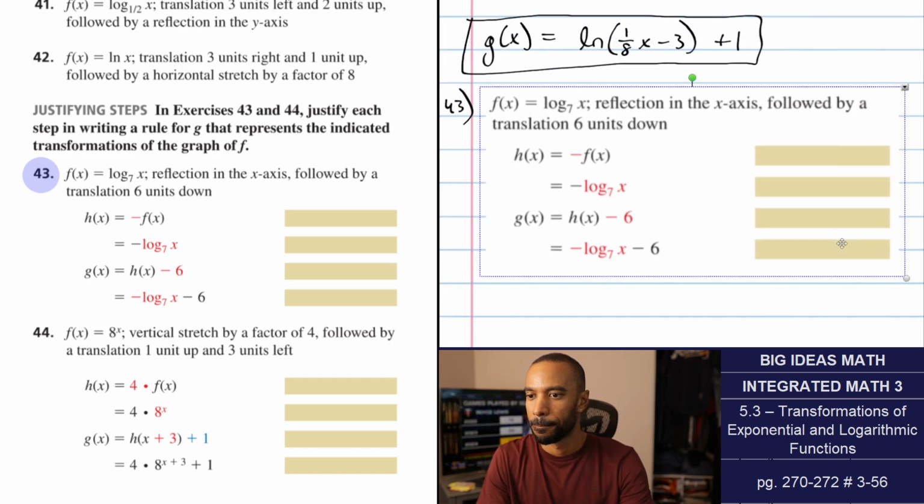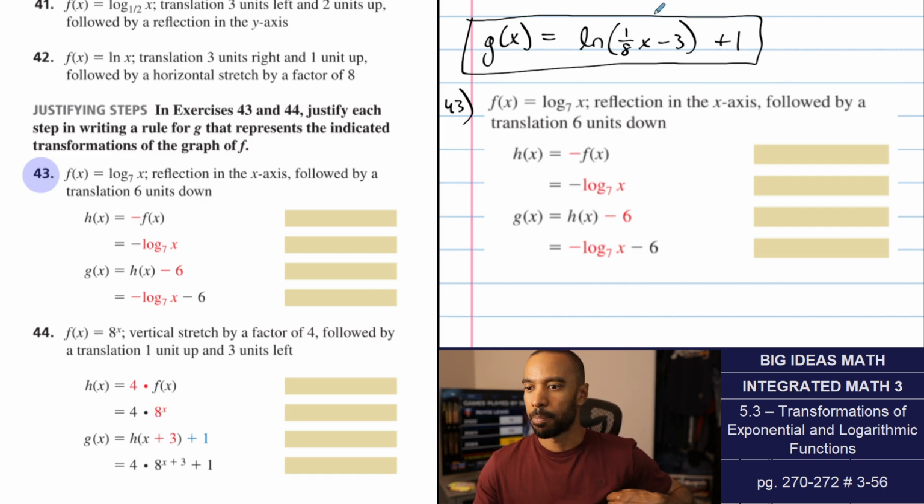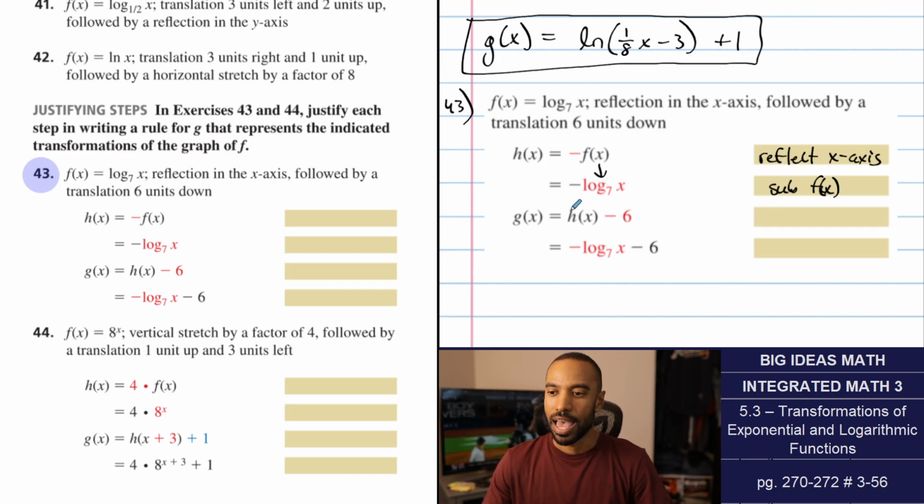All right. H of x equals negative f of x, the opposite of f of x. Given whatever's here, reflection in the x-axis, that's what we start with. Reflect in the x-axis. After that, it's a substitution of your function. You sub log base 7 of x for f of x. And then h of x minus 6, that's the translation.